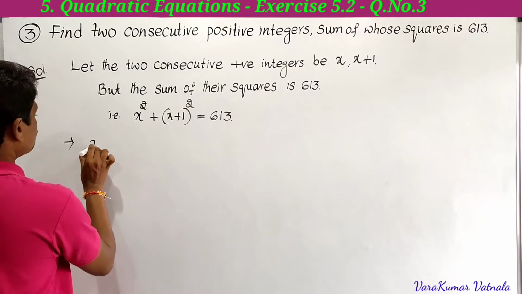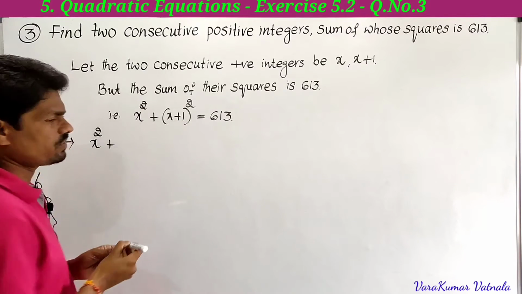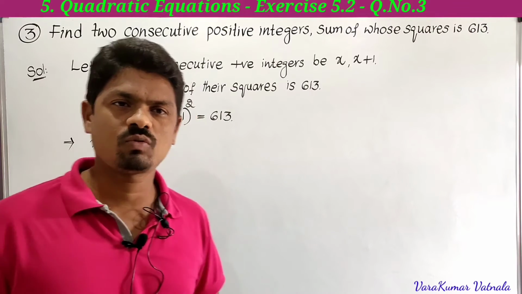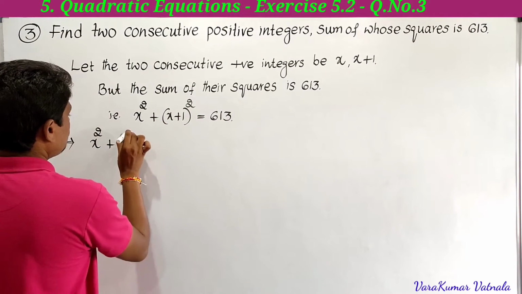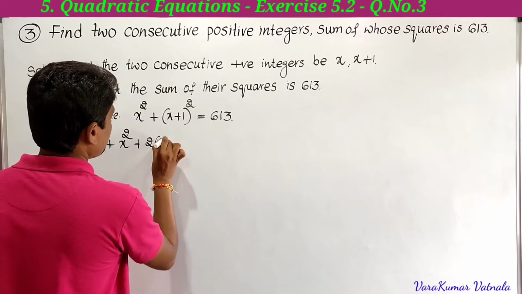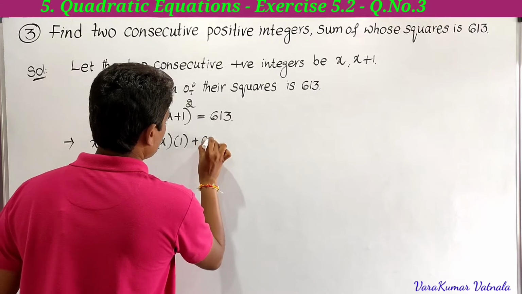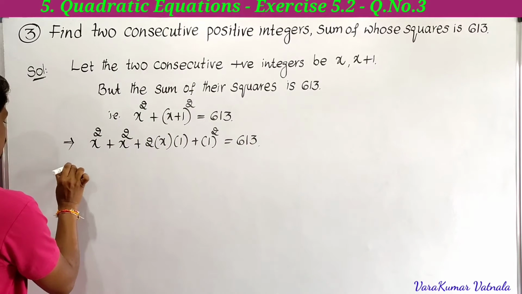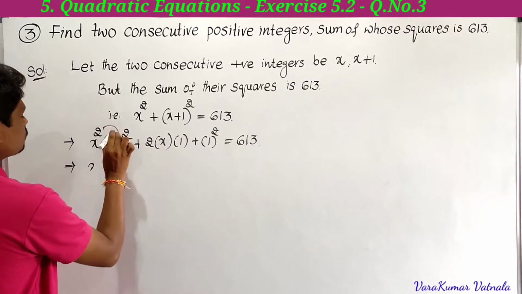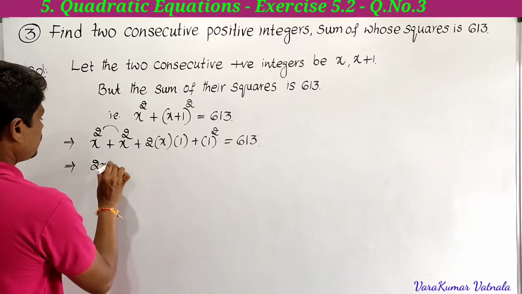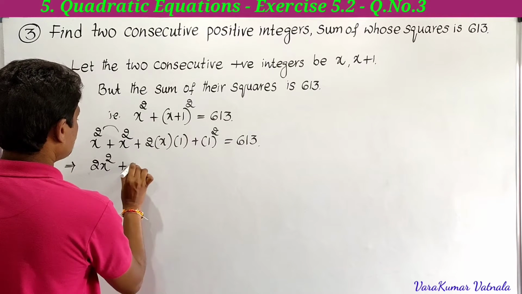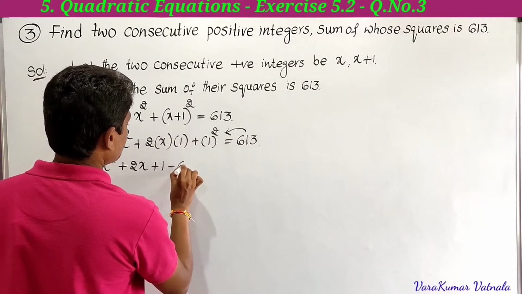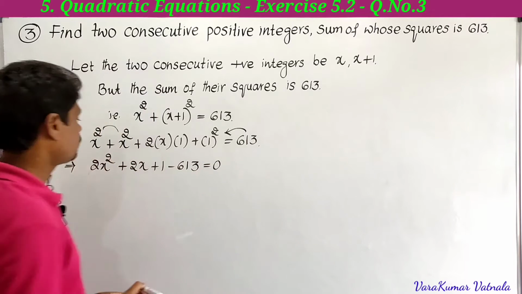Now write this x square as usual. But this second one is in the form a plus b whole square. A plus b whole square is a square plus 2ab plus b square. So here a square is x square, plus 2ab, 2 into x into 1, plus b square is 1 square, is equal to 613. Just simplify here: x square plus x square, we get 2x square. 2 into x into 1 we get 2x, plus 1 square is 1. Take 613 to the left side, we get minus 613 is equal to 0.